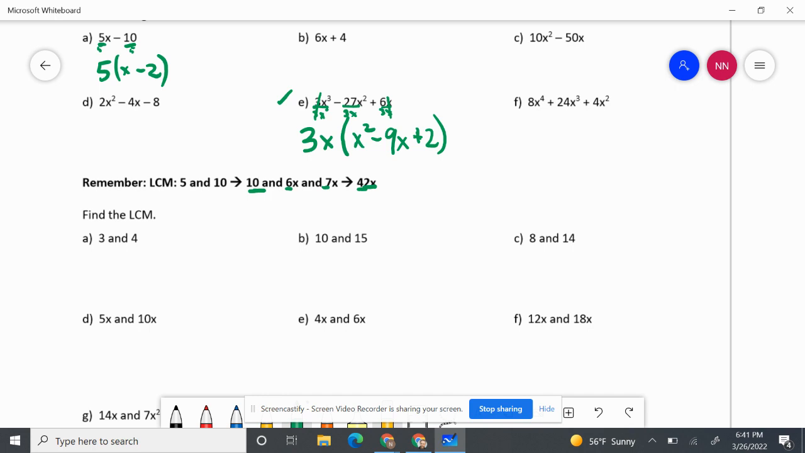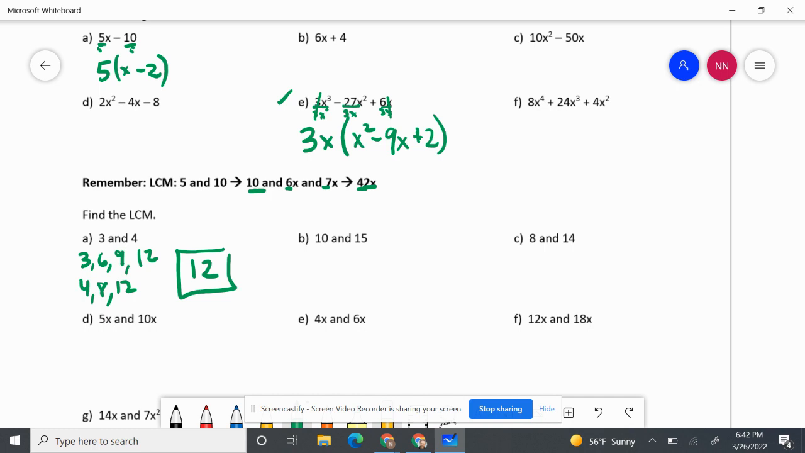So when we're looking at 3 and 4, think of the multiples of 3. 3, 6, 9, 12. Multiples of 4, 4, 8, 12. Notice that the first one that they have in common would be the 12. So that's why it's the least common multiple.